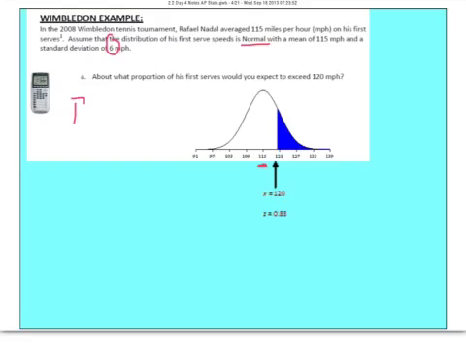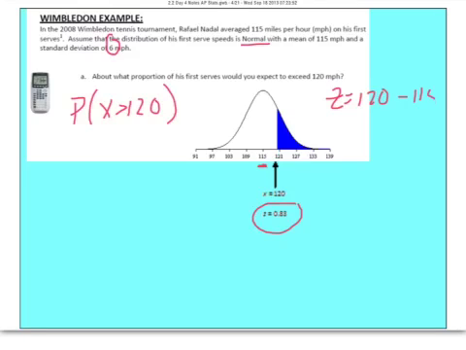So we're trying to find the proportion such that x, his speed, is greater than 120 miles per hour. Now what they've done here is convert that to a z-score. So you do your z-score conversion and get that the z-score is 0.83. So really we want to find the proportion such that the z-score is greater than 0.83. And then we would use the table and look up 0.83.